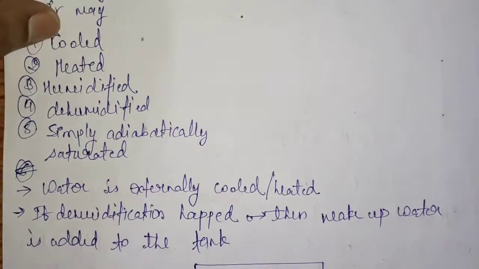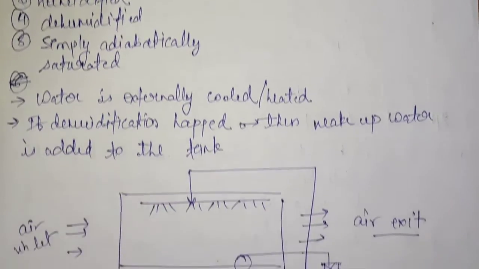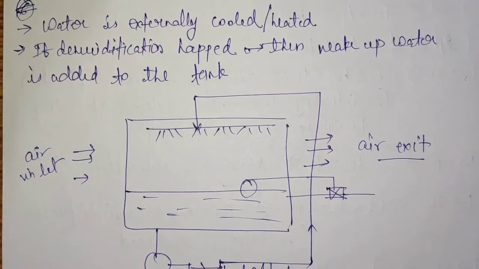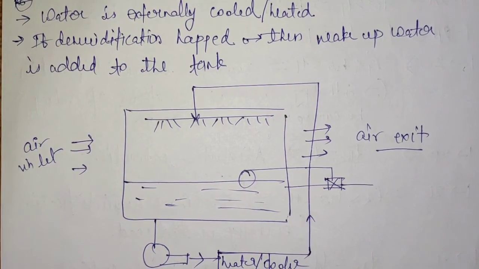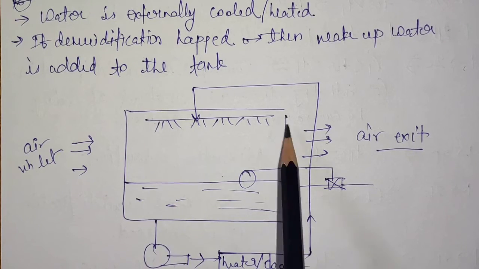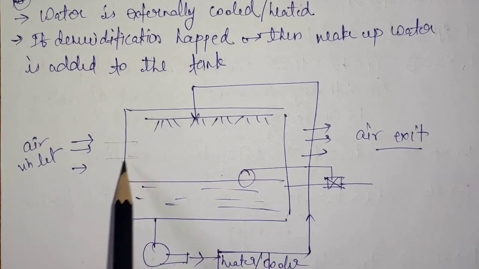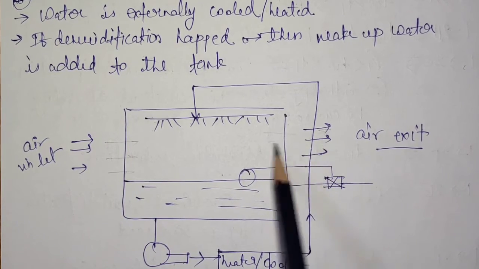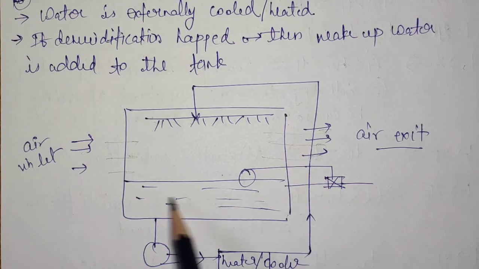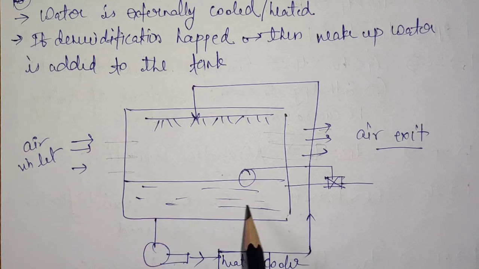If the dehumidification of the air is taking place, then the makeup water will be provided. This is the simple schematic of the air washer, in which there are certain sprays of water through which the air is flowing. Here air enters from the left hand side and goes out from the right hand side. There is a water tank. If there is a reduction in the water in the tank, then the makeup water can be provided using a pump.